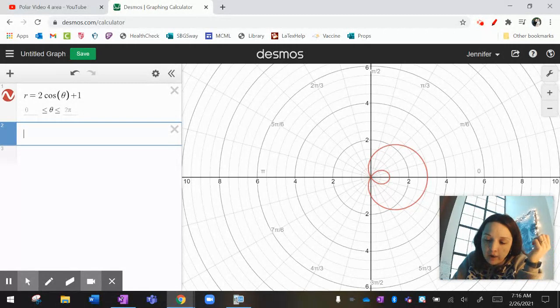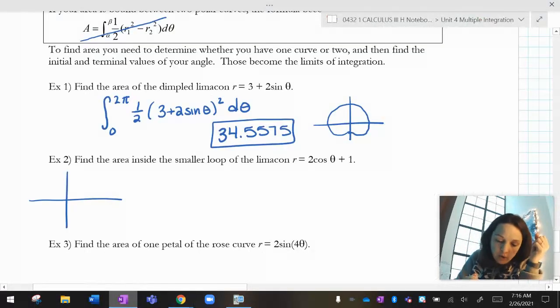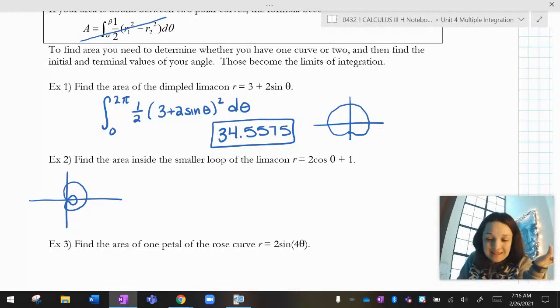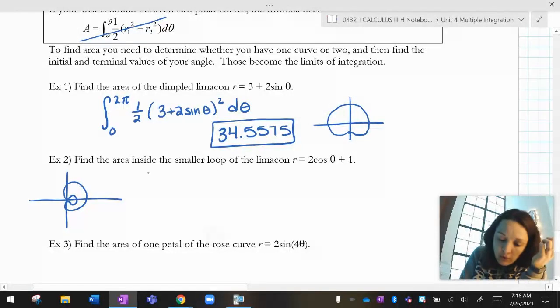Well, if I look on the graph, that loop starts and stops at the origin, which is when r equals 0. Okay, so what I'm going to do is come back over here, I'm going to draw this limacon with the loop. And I need to figure out when r equals 0 because that's going to be when the loop starts and stops. So r equals 2 cos theta plus 1.